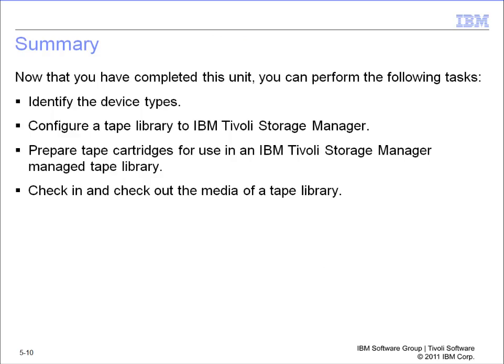So this is the end of Unit 5. You should now be able to identify device types, configure a tape library to TSM by using your manufacturer's instructions, prepare tape cartridges for use in a TSM managed library, check in and check out media in a tape library. You'll also be able to label your tapes. We don't have student exercises for this unit, so this is the end of the unit.